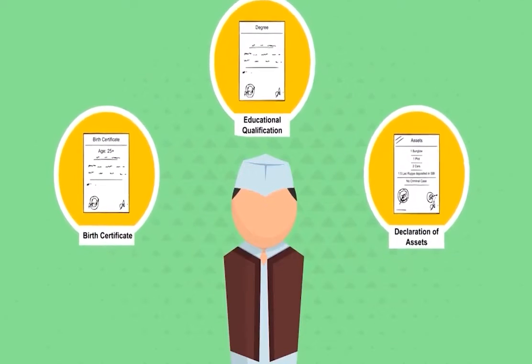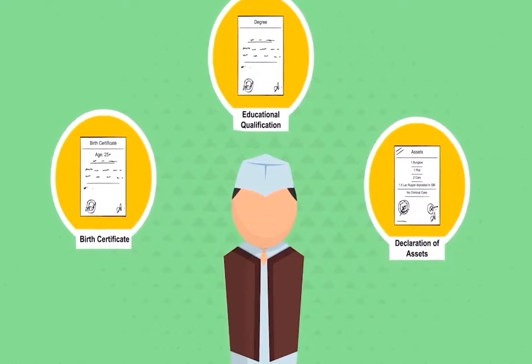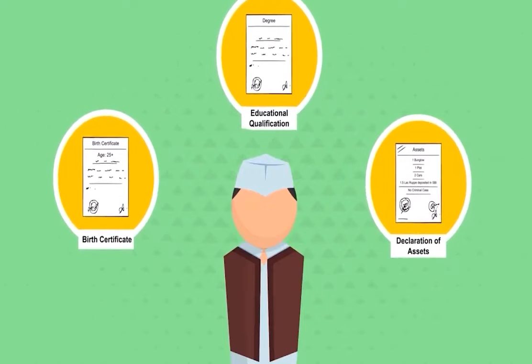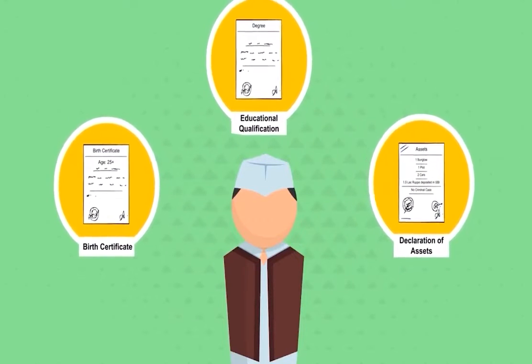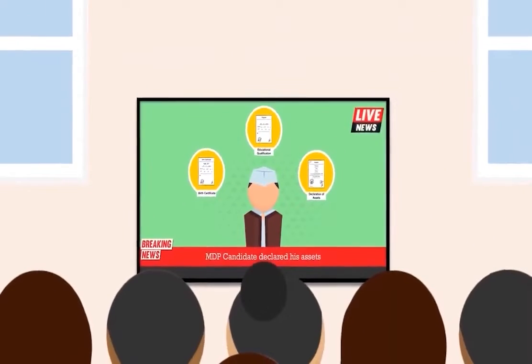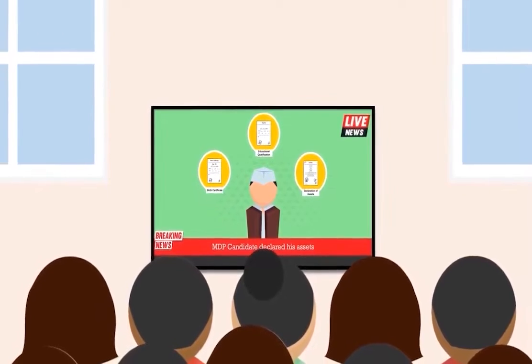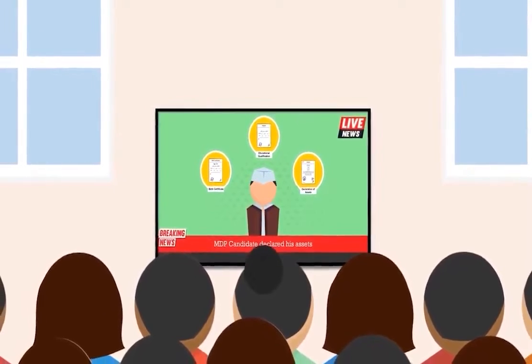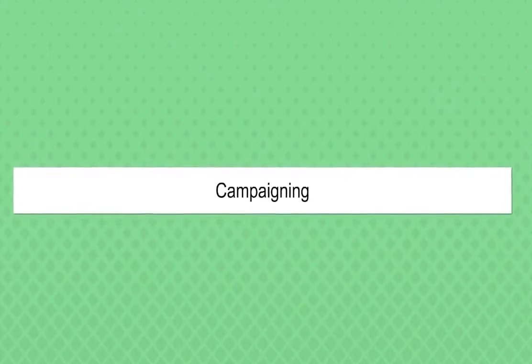All candidates are required to make a legal declaration regarding their assets and liabilities, educational qualification and criminal cases, if any pending against them. This information is put into public domain so that voters can make an informed decision about their representatives. After the nomination of candidates, campaigning for the elections begins.